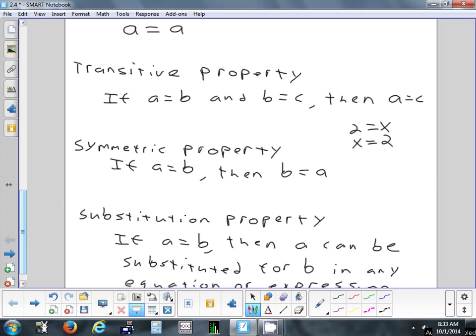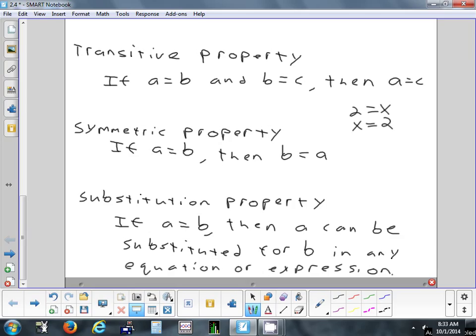And the last one is the substitution property. So substitution basically means you're allowed to replace something with something else. So if A is the same as B, then A can be substituted for B in any equation or expression. Okay, when would you use substitution?